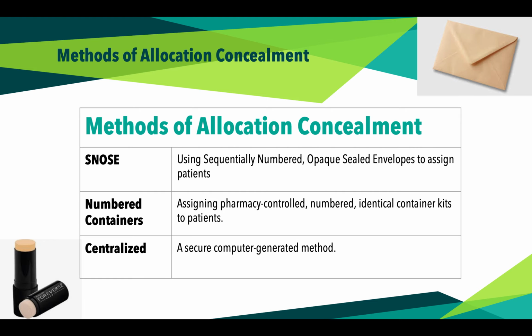The last method of allocation concealment is called centralized. This is the strongest one in practice. This involves usually using an outside company with no knowledge of the treatment, and it uses computer algorithms that are proven for randomization to randomize patients into groups.